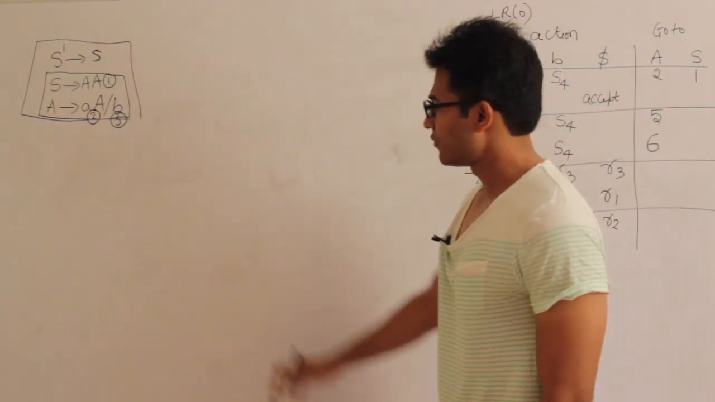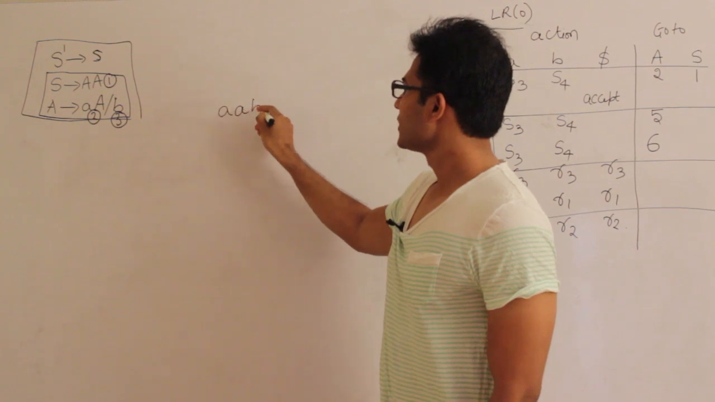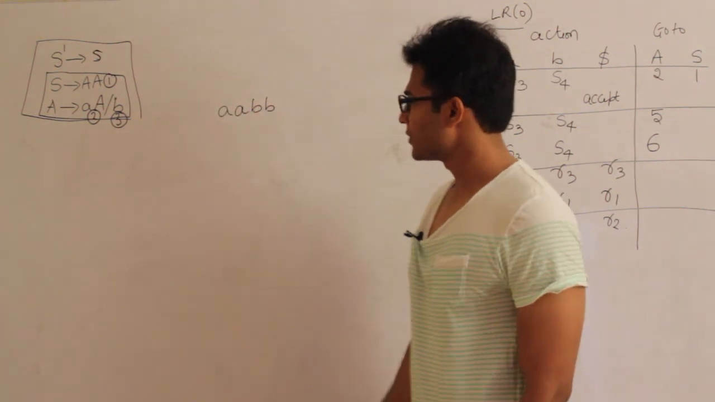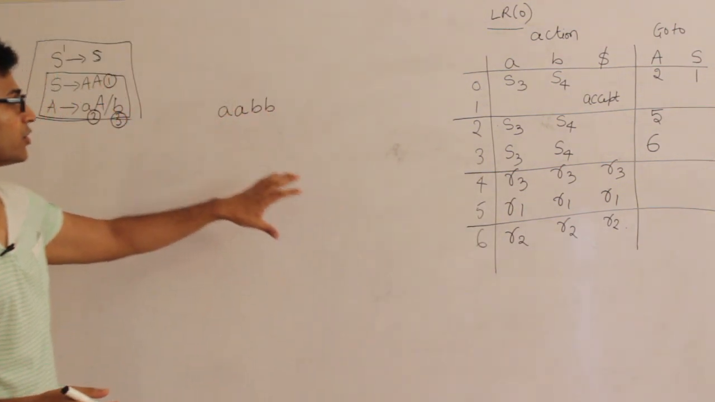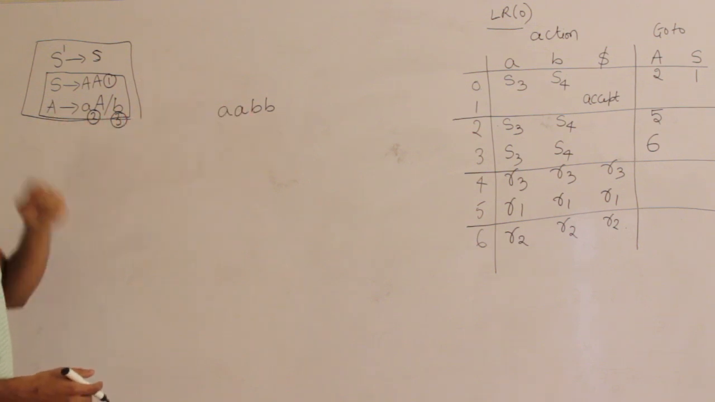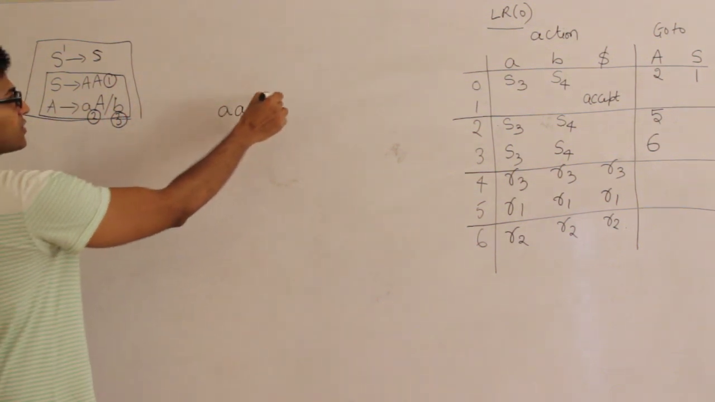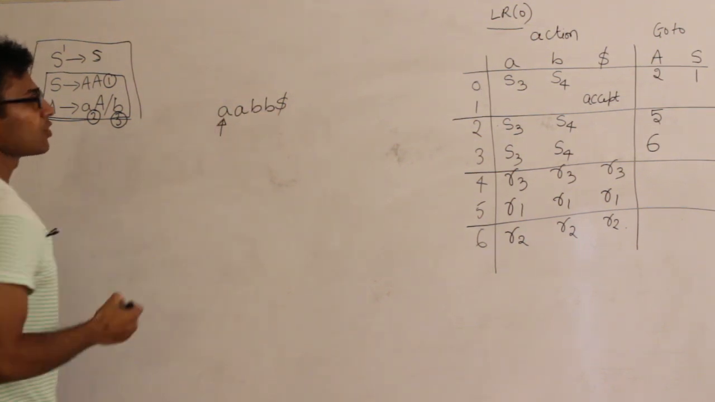Let's take an example. For this grammar, if the input is given as AABB, which can be generated from this grammar, let us see how this parser, that parsing table, is going to be used in order to verify whether this string is generated by this grammar or not. Always the input is followed by dollar, and the first symbol I am looking at is small a.